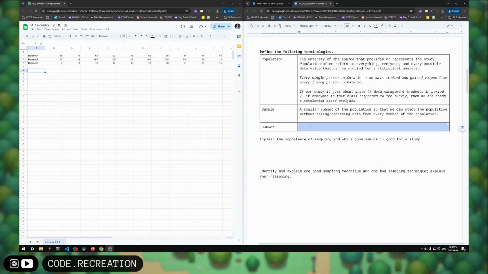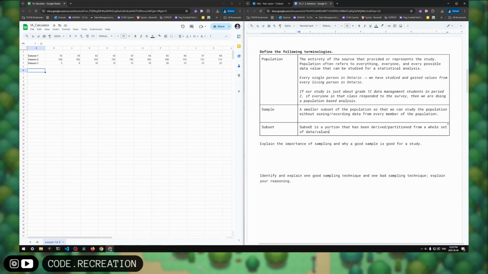Yes. And then if we're to define what a subset is, a portion that has been derived or partitioned from a whole set of data, values, and let's say points. The word subset comes from the study of set theory, which is a study of mathematics where we describe groups of values and data, and we're going to talk about sets in the future.